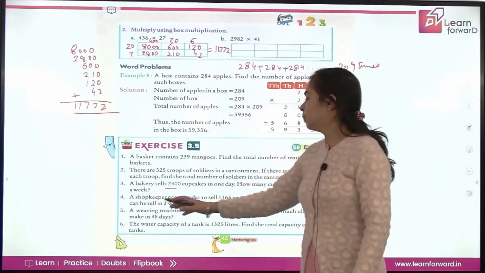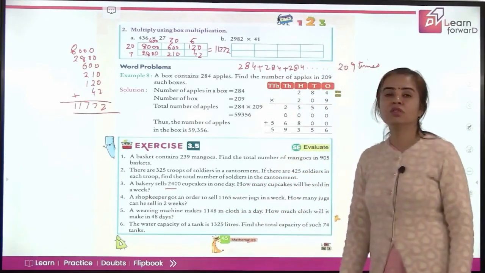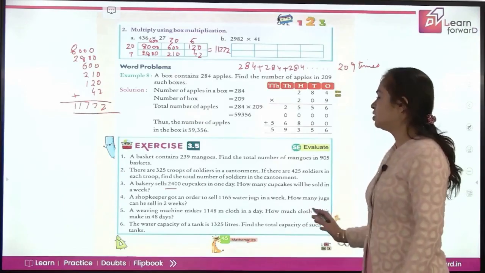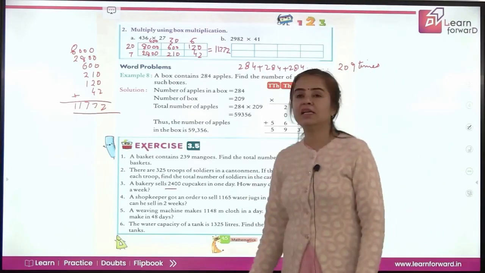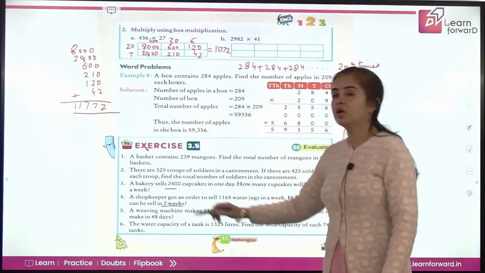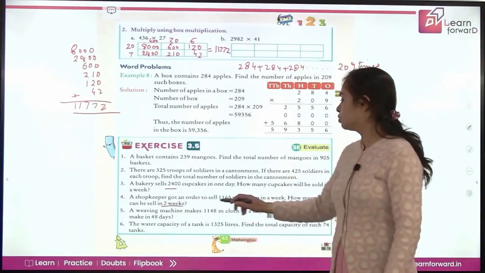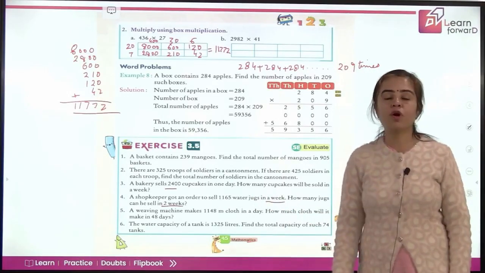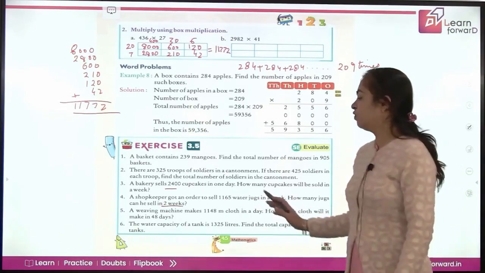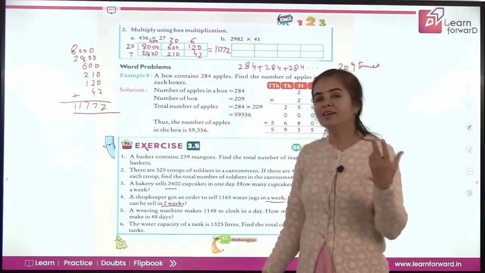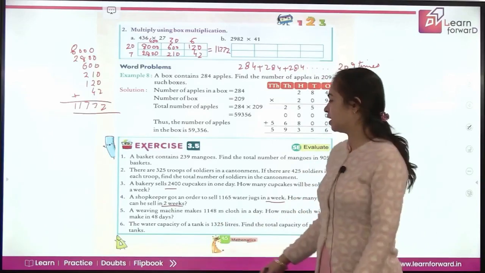Next, a shopkeeper got an order to sell 1,165 water jugs in a week. How many jugs can he sell in 2 weeks? Now see, here also they are talking about weeks, and here also they are talking about week. So now there is no point changing into days. 1 week, 1165 jugs. So 2 weeks, multiply by 2 and get the answer.